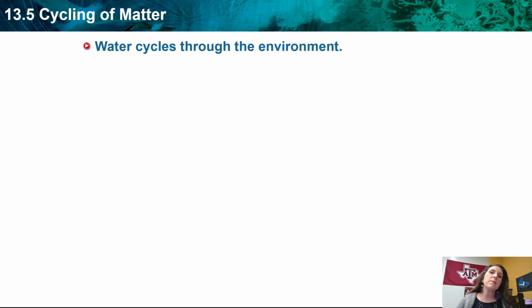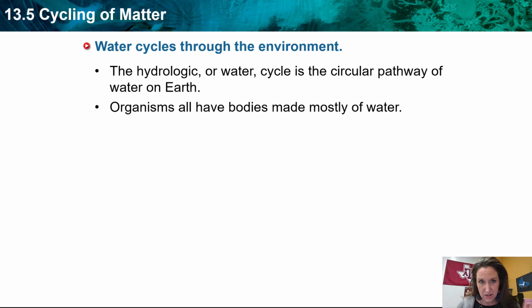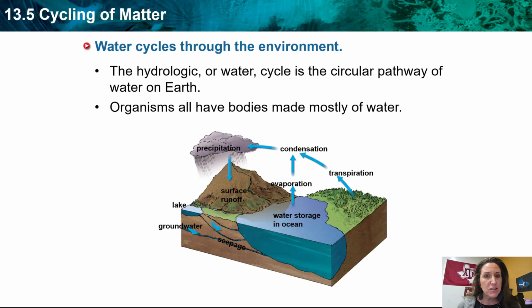Okay, so today we're going to be talking about cycling of matter through the environment. And in your notes, you're going to fill in a couple of words, but mostly you're going to be filling in the words on the picture. Okay, so we're going to start with the hydrologic cycle or water cycle, which is easier. All right, and this should really be a review from like 7th grade.